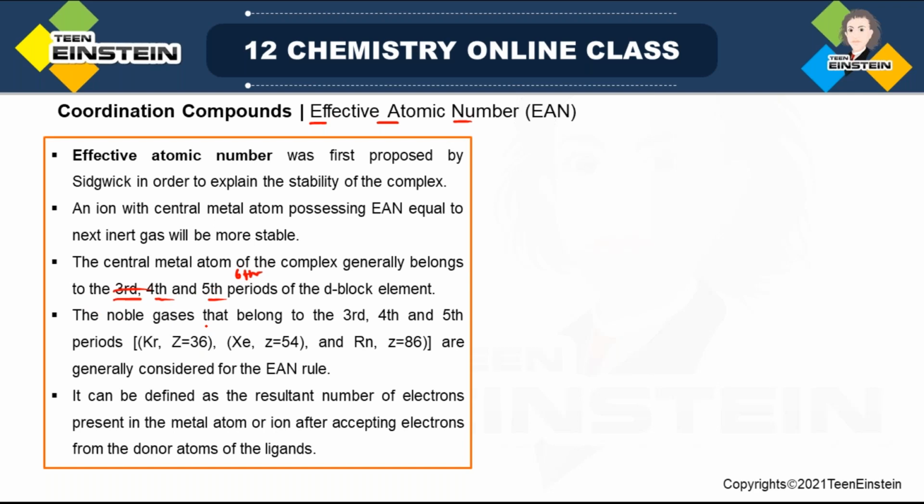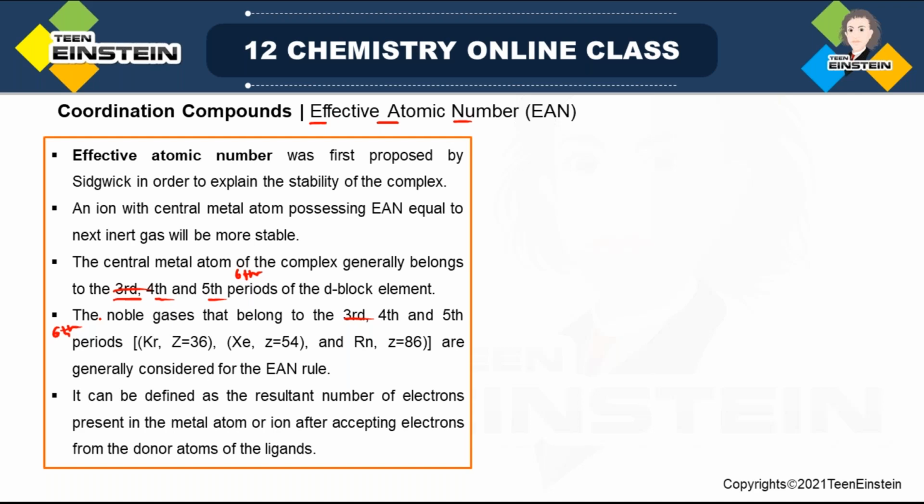Because if you consider the first period, there is only helium and hydrogen. Then in the second period, there is lithium, then carbon, oxygen, there is no d block, right? So the d block basically starts from the fourth period. Now the noble gases that belong to these periods, fourth, fifth and sixth, are basically krypton, xenon and radon. So they will be considered when we calculate the effective atomic number.